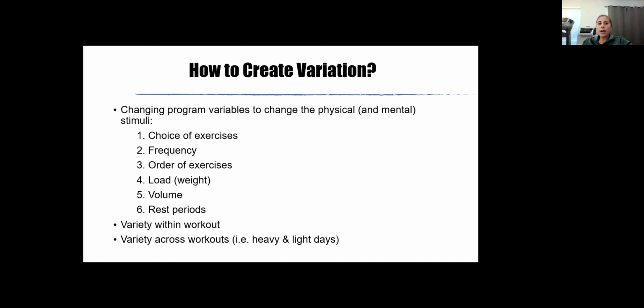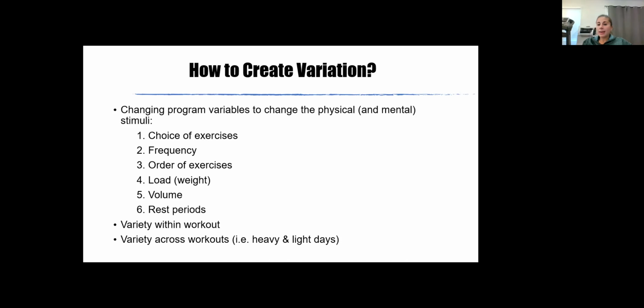So again, variety within my workout. What equipment am I using? That might be important. And then different variations of what I'm doing with it. So that's manipulating my order, manipulating anything within that same workout, my reps, my sets, whatever I'm manipulating.